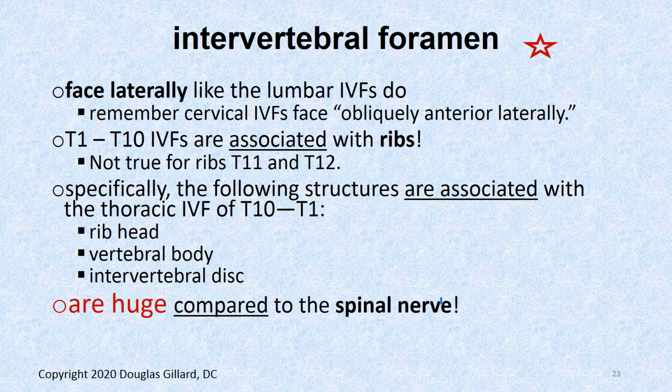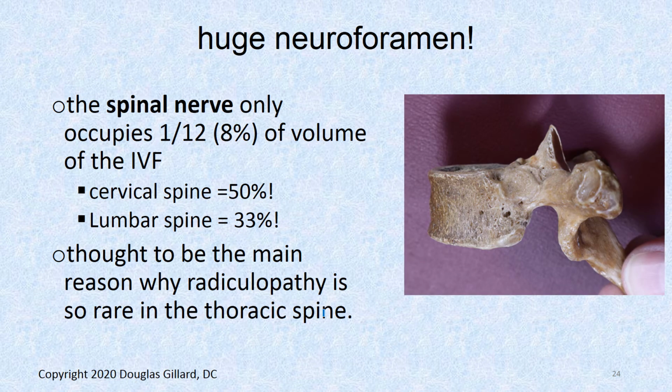But specifically, the following structures are associated with the thoracic neuroforamen of 1 through 10. So vertebral body, okay, that makes up all intervertebral foramen. Intervertebral disc, that makes up all intervertebral foramen. But the rib head, that is a different tale, right? That is only seen in the thoracic spine. And plus, the IVFs, as we said, they're huge compared to spinal nerves. So here, if you want to get technical, that's just the superior vertebral notch there, and that's as big as most IVFs.